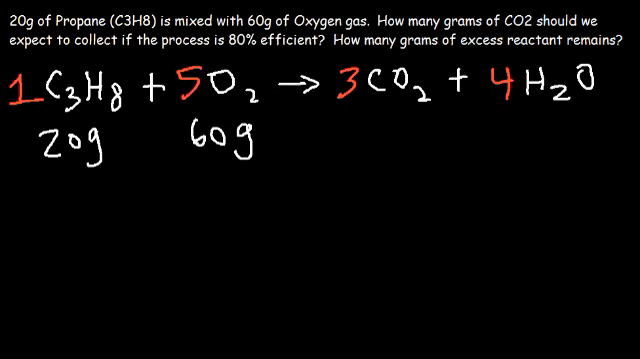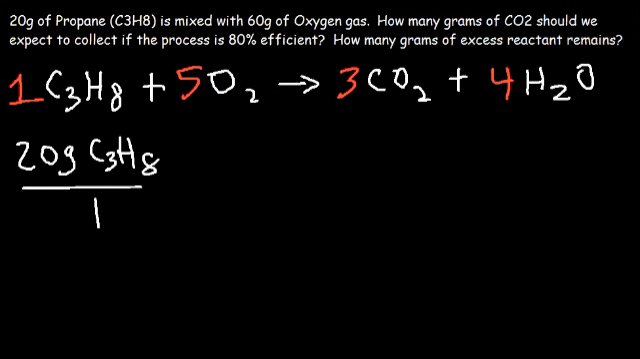And then once we have the limiting reactant, we can convert it to the grams of product to get the theoretical yield. Or we could convert the grams of each reactant to the grams of product, and the theoretical yield is simply going to be the smaller of the 2. So let's do it this way for this particular example. So let's start with 20 grams of propane.